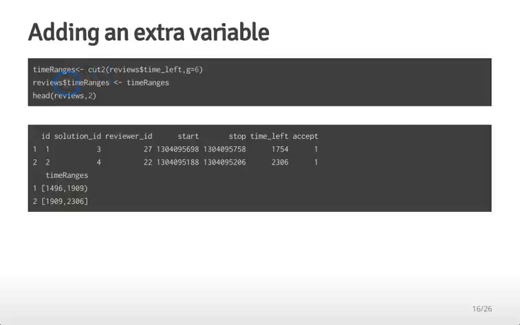And then to add it to the reviews data frame, you just access the particular name that you are trying to load it into, in this case time ranges, and assign the value of the time ranges variable that we've created with cut2. So then if we look at the reviews data frame, we see that it now has one additional column, which is the time ranges variable. So basically, by using this $ accessor, you can actually add variables to your data frame.